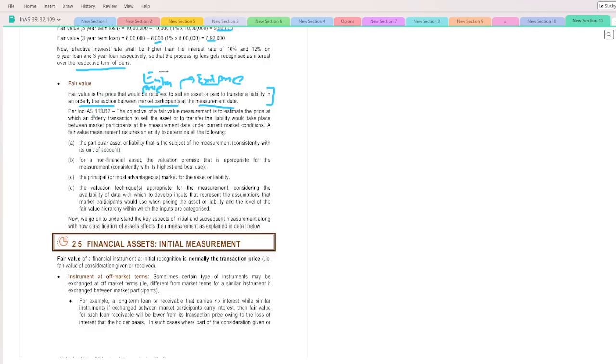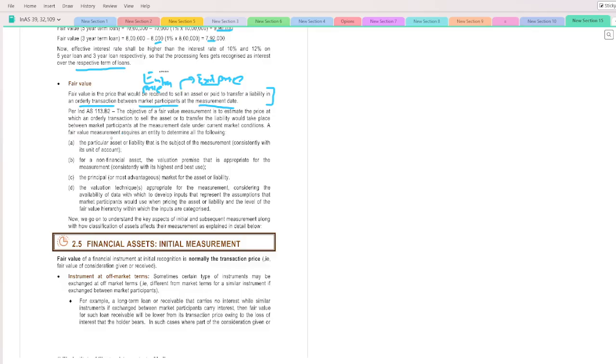So per Ind AS 113, the objective of the fair value measurement is to estimate the price at which an orderly transaction to sell the asset or to transfer the liability would take place between the market participants at the measurement date under the current market conditions.